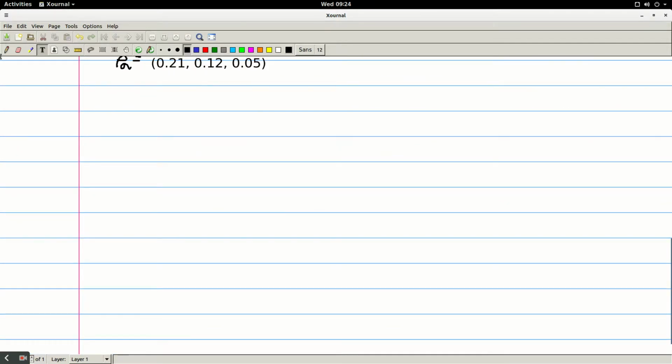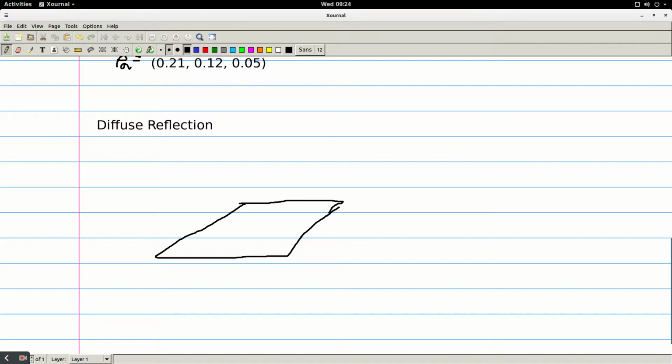The diffuse part is where things start to get interesting. So let me draw a very crude picture over here, for diffuse reflection. Let's say we got a flat surface like this. Okay. And it can also work for curved surfaces. It doesn't really have to be flat.